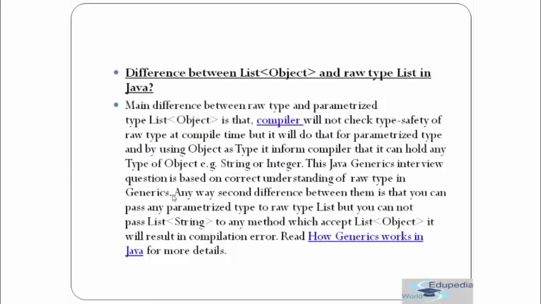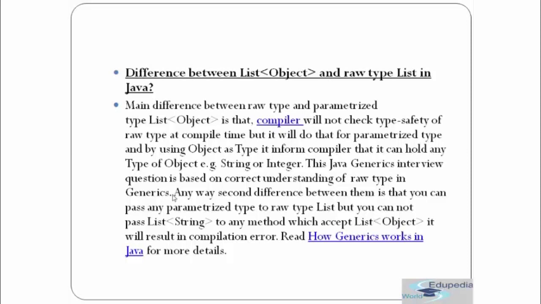Okay, now this is an interesting question. It says what is the difference between List<Object> and raw type List? I hope all of you are now aware of the answer to this question, because on one hand we are using generics and on the other hand we are not using generics.